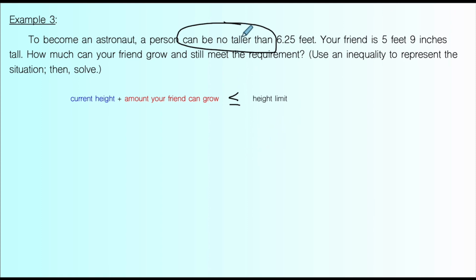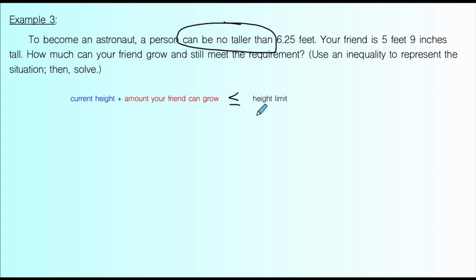So there is no wording in the problem that specifically says less than or greater than, you have to deduce what it's saying, and no taller than tells me that it's going to be less than or equal to as the inequality symbol in this inequality. So your current height plus what you can grow needs to be less than or equal to the height limit.